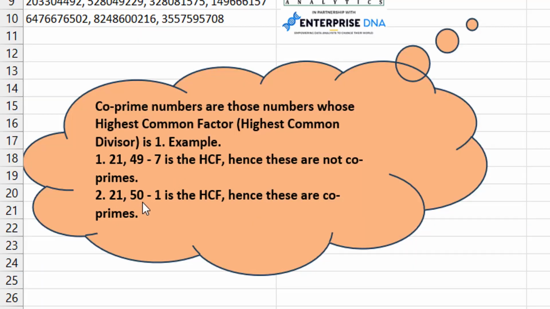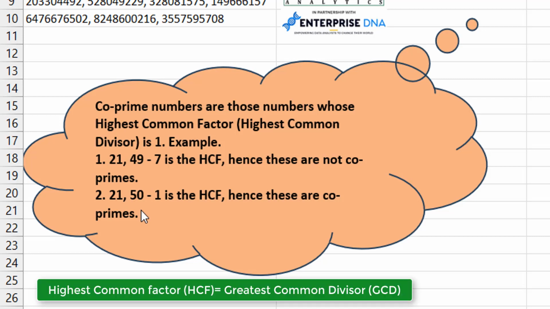If you take 21 and 50 and you test any number from 2 to 21, you realize that there's no number where both of them would be divisible by it. So the largest number that is divisible by 21 and 50 is 1. So those are co-primes. In elementary school, I was taught HCF, highest common factor. I've heard some other people say greatest common divisor, and that's what Excel seems to follow.